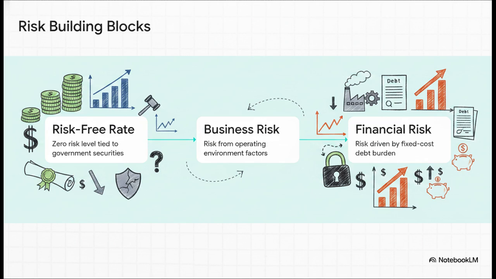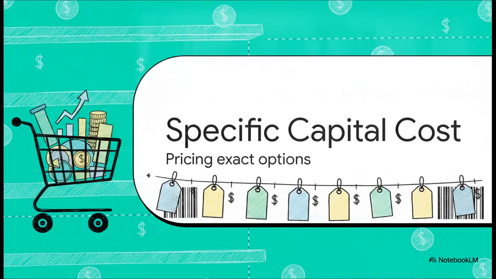Then, you add yet another premium for financial risk. This one is entirely about how much fixed cost debt a company carries. The more fixed interest you owe to lenders, the higher the financial risk for your investors, and because of that, the more return they're going to demand to compensate for taking on that risk. All right, Section 3, Calculating Specific Capital Costs. Let's start pricing some options.